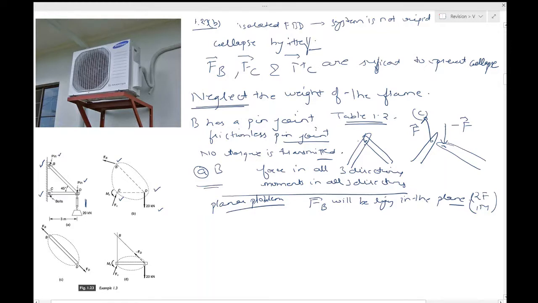Now we want to check how and if it is possible to ignore the moment due to friction at pin joint B.